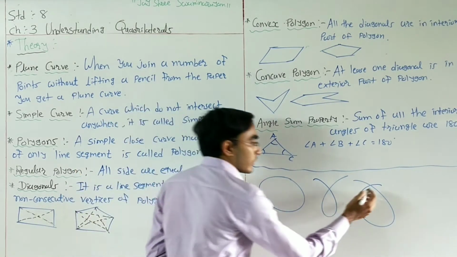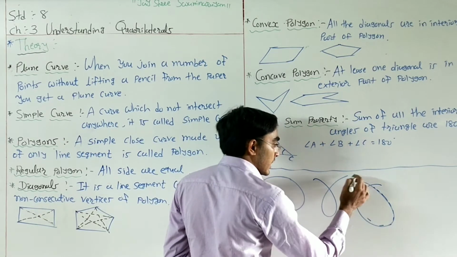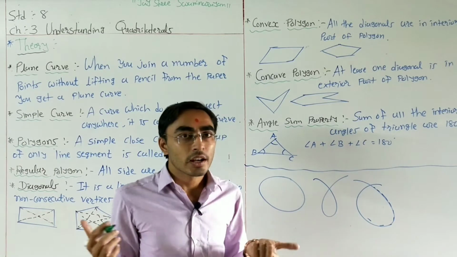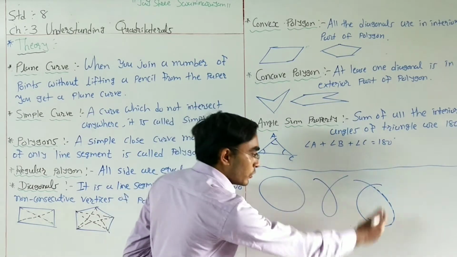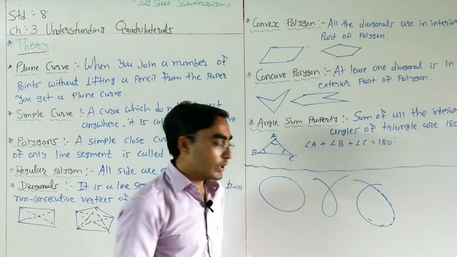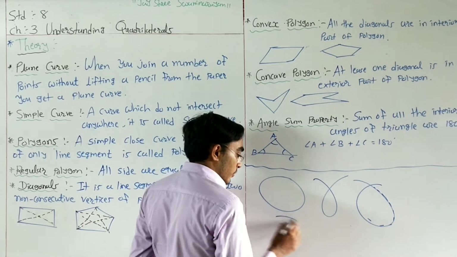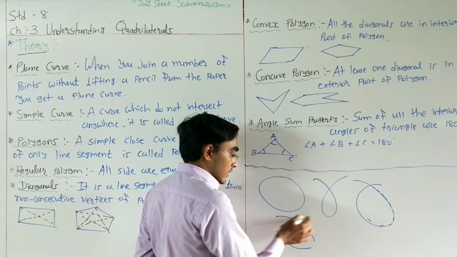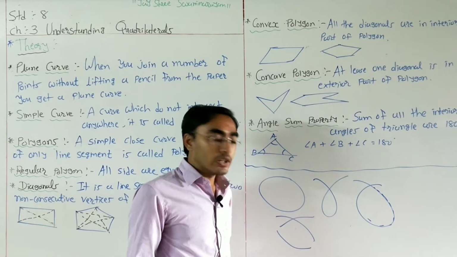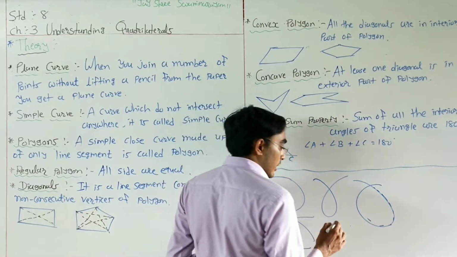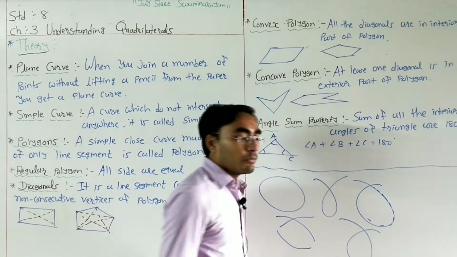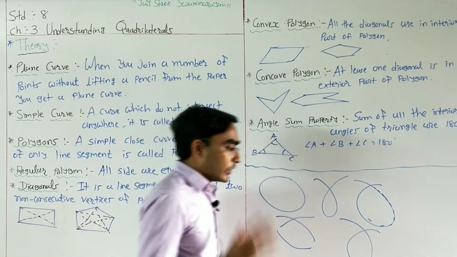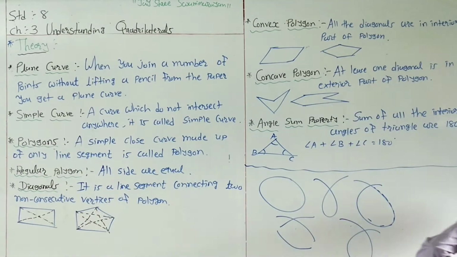Various numbers of points are there. I join those points without lifting the pen. It is called a curve. It is a continuous line. Now if I draw a curve up to this, then I draw this, then I draw this, then this is not a curve. For a curve, we need to draw it without lifting the pen. So this is a plane curve.